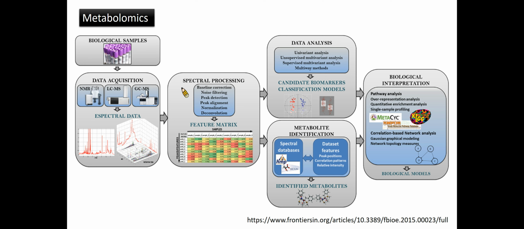This methodological pipeline starts with the processing of spectral data to generate the sample metabolic information or the metabolic features, together with the metabolite identification method. Spectral processing methods are highly dependent on the analytical techniques used, like NMR, LC-MS, or GC-MS.